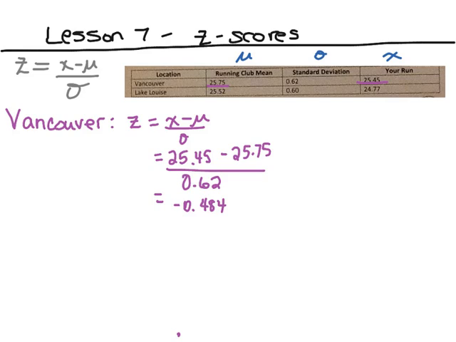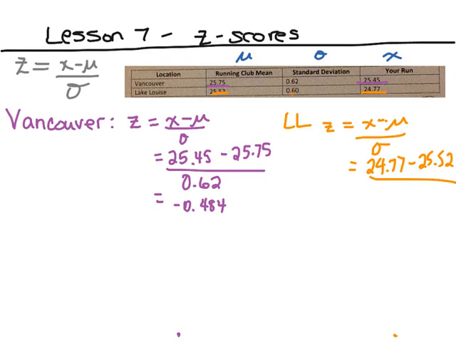That's how many standard deviations you are away from the mean. For Lake Louise, I'm just going to put LL. So we write out our formula. Our X is 24.77. The average is 25.52. And the standard deviation is 0.60. If you type that in, you get negative 1.33.